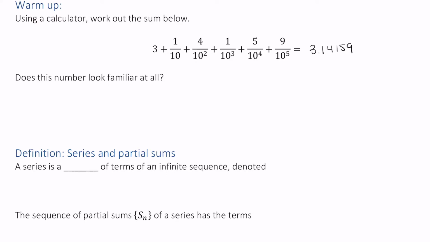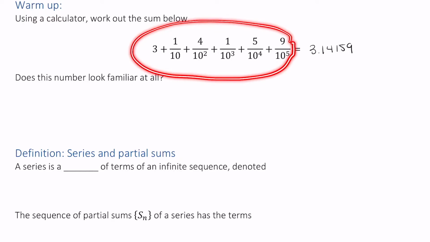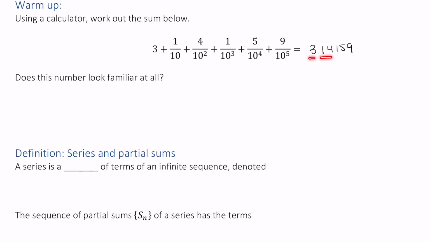You should have worked out that this entire expression summed up is 3.14159. Does that look familiar at all? Well, 3.14159 is approximately pi. In fact, this number is pi to about 5 decimal places.